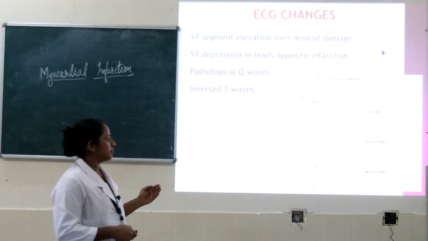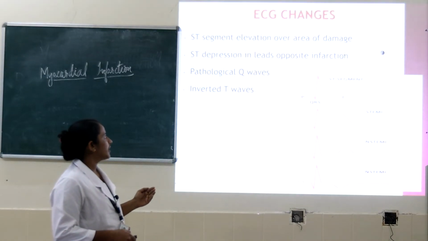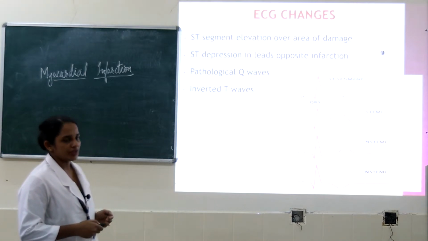Next one is ST depression. ST depression means the ST segment is below the isoelectric line. Then the next change is T wave inversion, and another one is pathological Q waves.